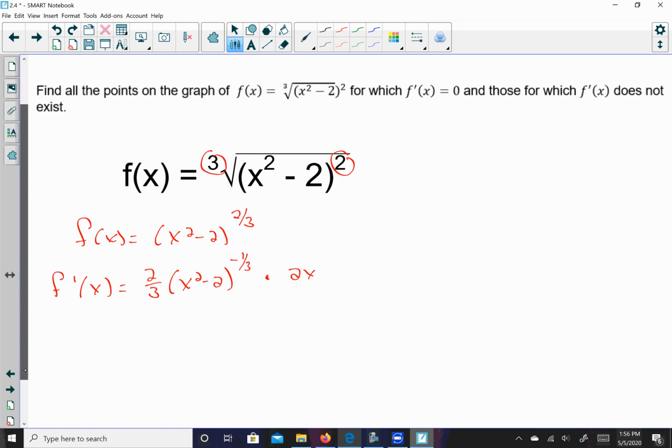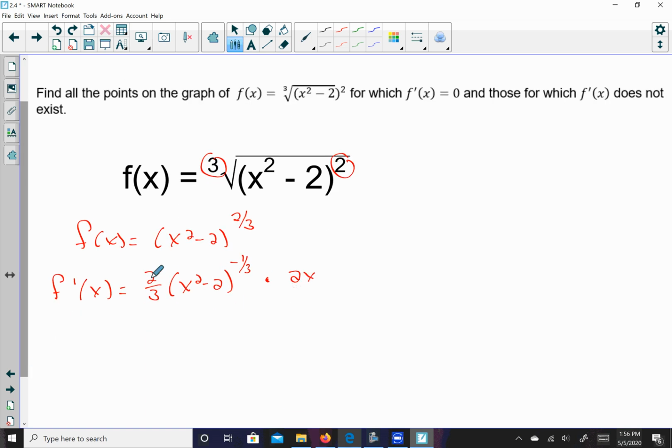I'm going to multiply 2x times this 2/3, forming numerators and denominators while I'm at it. So the 4x will be in the numerator, the 3 will be in the denominator, and since this is raised to a negative power, I'm going to bring that down to the denominator because I cannot have a negative exponent. And that's going to be my final derivative, just 4x over 3 times the cube root of x squared minus 2.